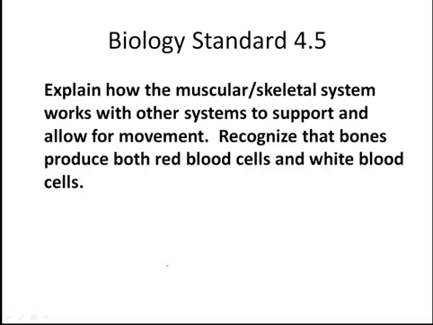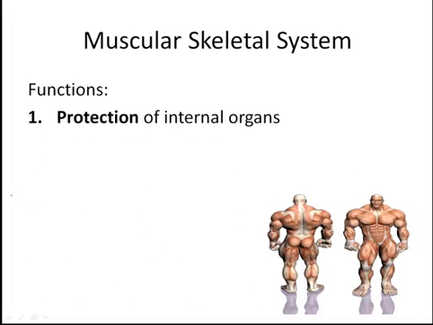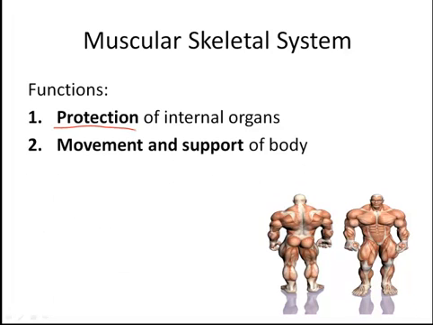Okay, so one of the things that the nervous system is in close contact with is your musculoskeletal system. Okay, so your musculoskeletal system has four main functions. Protection of internal organs. Your bones and muscles are both involved with protecting it. Think of your skull protecting your brain, your rib cage protecting your heart and lungs. Okay, movement and support. We wouldn't have the shape that we have without our bones, and we wouldn't be able to move without our bones and muscles.